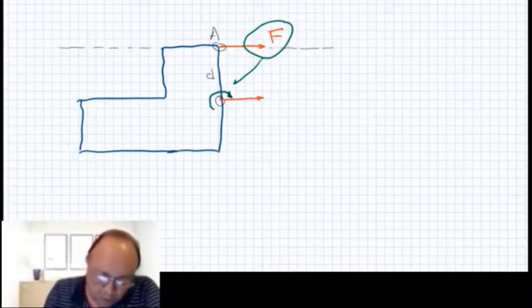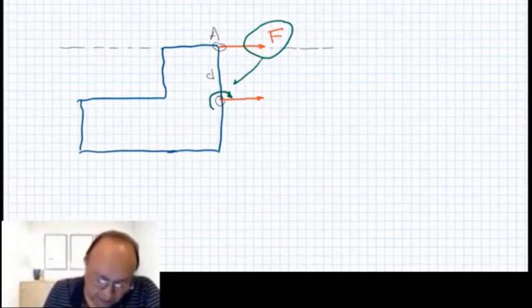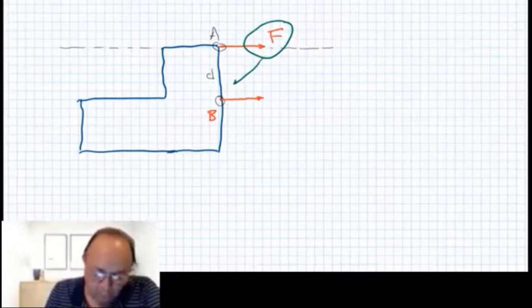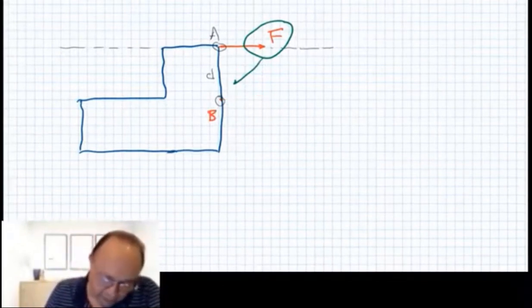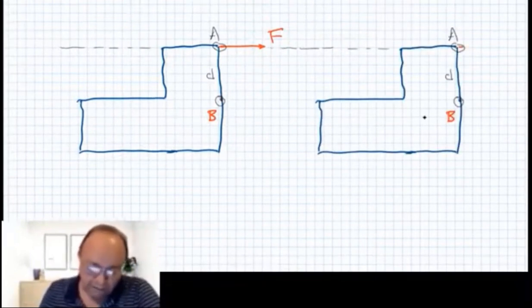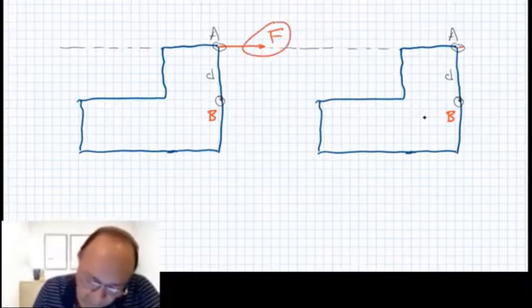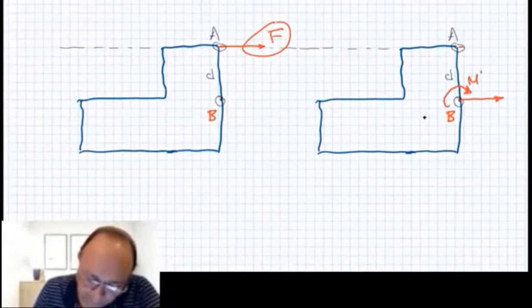But you also have to pay a price. You have to include the moment that the force was applying on point B when the force was in the previous location. Maybe it's better if I make another graph here. If I have this situation on the left, with the force right here, and I want to put the force here, now I have to include a moment that the force F was producing with respect to point B.